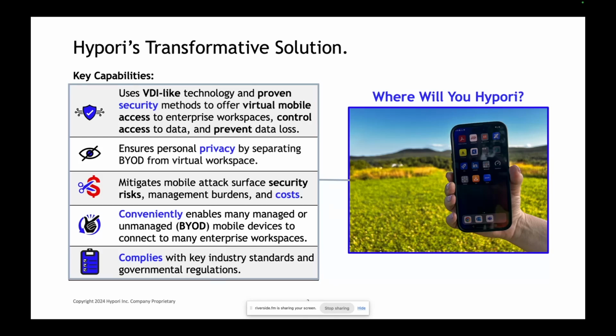How do I actually provide a secure access method for my users while also ensuring their privacy, do it at a cost that's reasonable, have it be a convenient solution for all, and ultimately comply with any industry standards, regulations, and be in compliance. So that's the overall needle we are trying to thread with the Hypori solution.